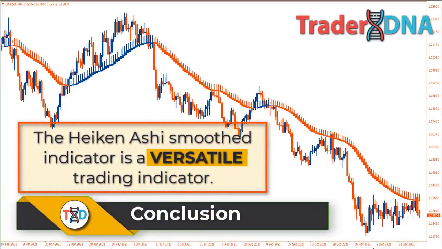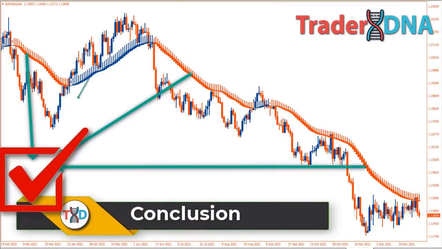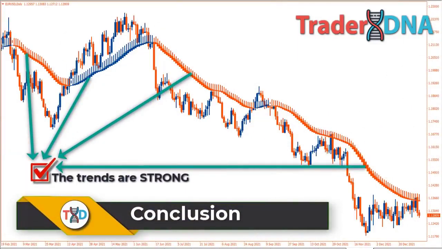Conclusion. In conclusion, the HEIKEN ASHI smoothed indicator is a versatile trading indicator that can be used to build a new trading strategy, or it can also be used to complement your existing trading strategy. The HEIKEN ASHI charts are a great way to get a different perspective of the markets. It can help you, especially when the trends are strong, and can also depict ranging markets when you can see the HEIKEN ASHI candlesticks changing color, but price trading flat.